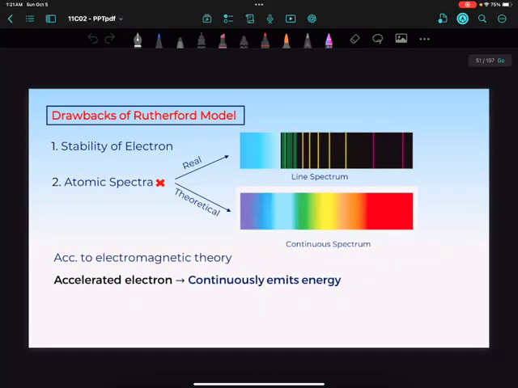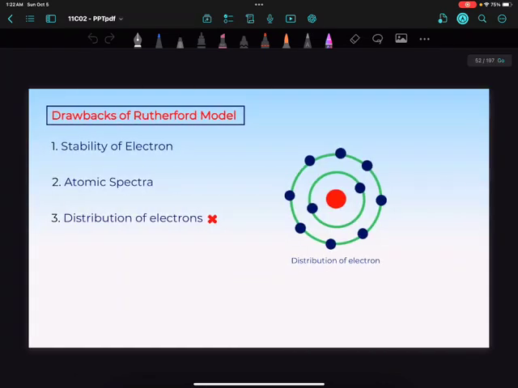Now the second drawback was the atomic spectra. Atomic spectra was theoretical. He said that there is a continuous spectrum, like we can say these are the 7 colors we can see, which is known as Rydberg. But in reality it was a line spectrum. It was not a combination. Okay, so according to the electromagnetic theory, he said that an accelerated electron continuously emits energy.